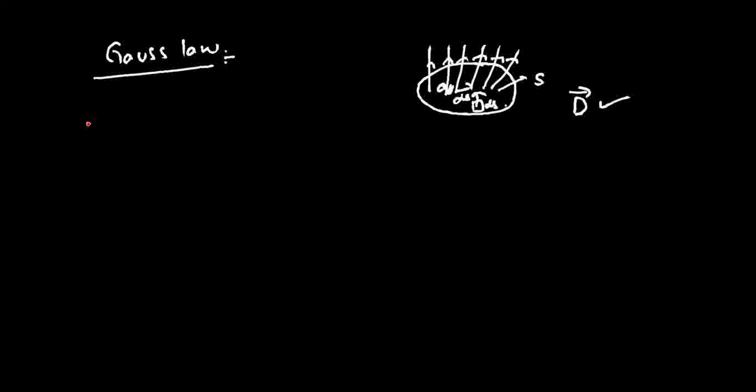Now, can you tell me what would be the electric flux linking the small surface ds? Write down what is d phi. What is electric flux linking this small surface ds? What do you understand by this statement? Electric flux linking the small surface ds.